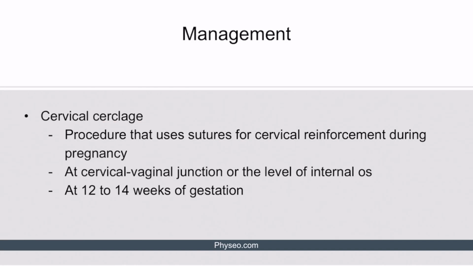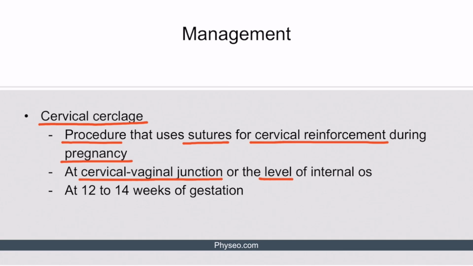Well, you manage this with cervical cerclage. This is a procedure that uses sutures for cervical reinforcement during pregnancy. You're just helping tighten that up. So where it was open, you bring it closed. And those sutures are placed at the cervicovaginal junction or at the level of the os. And you actually want to do that early. So this is at 12 to 14 weeks of gestation.